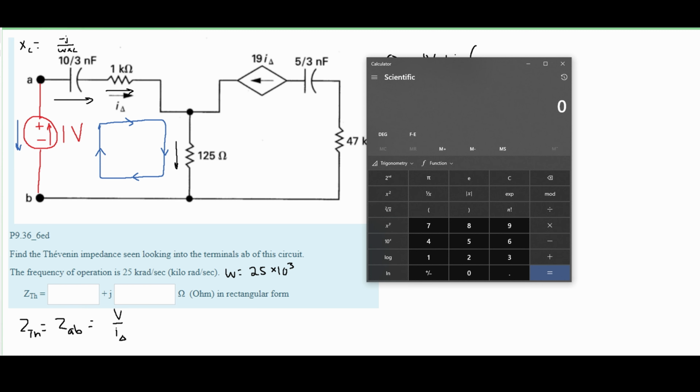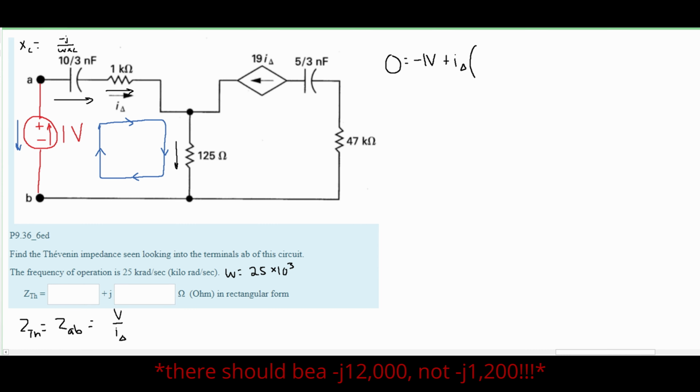This is going to be negative 1 divided by, and then in here we are going to have our omega, which we know to be 25 times 10 to the cubed, and then we're multiplying this by our capacitance. So this is being multiplied by 10 divided by 3, and then this is being multiplied by 10 to the negative 9th, because we have a nano in here. This is going to give us approximately negative 1200. So for our capacitance, we are going to have a negative j 1200.